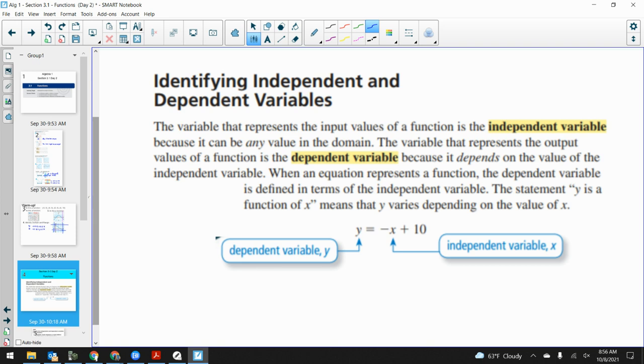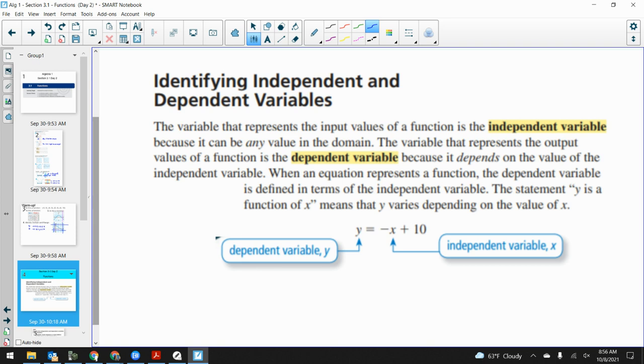See, we've got a bunch of synonyms. Synonyms are words that mean the same thing, like independent variable, like input, like domain, like x. Those are all synonyms of each other. Same thing as dependent variable: dependent variable, output, range, y value. Those are all synonyms of each other.